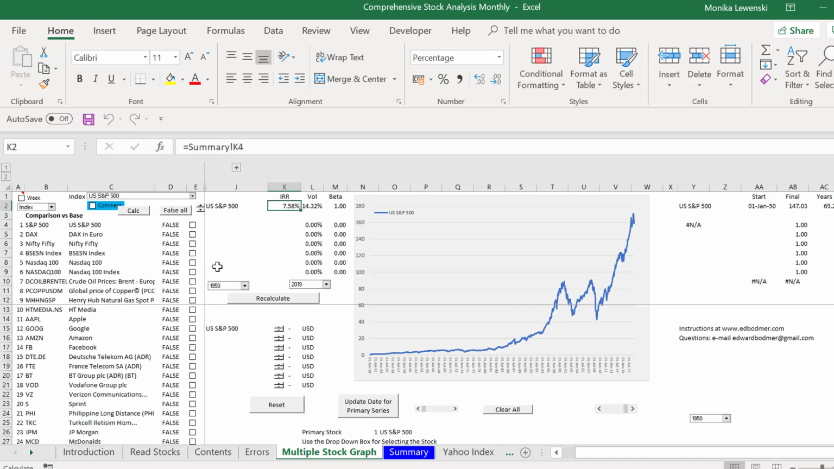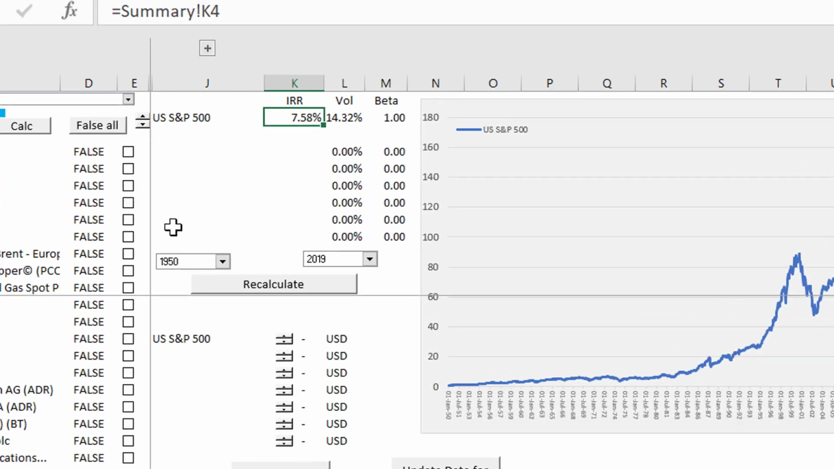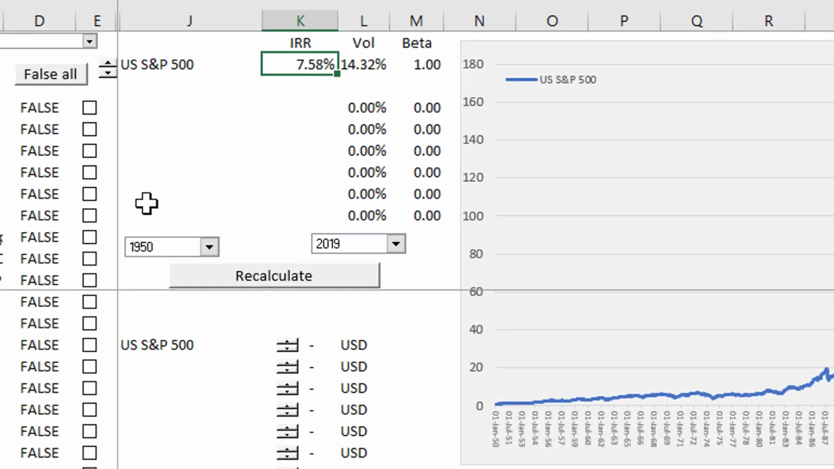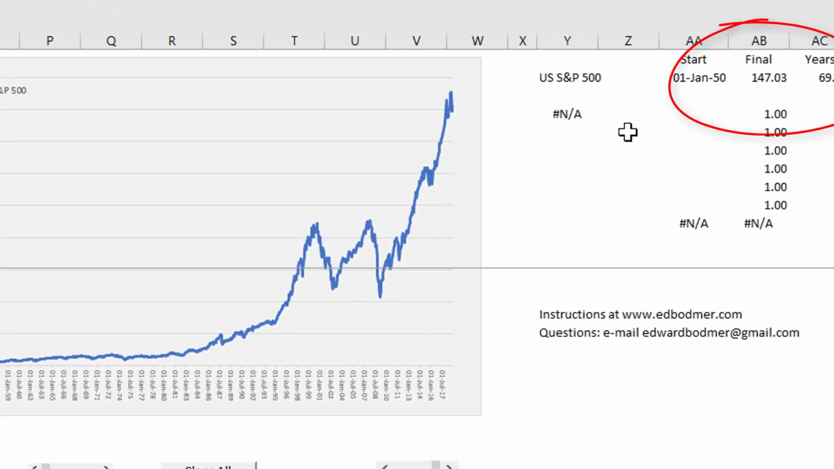And what this implies, we're going to talk about the IRR, which is just the growth rate in the stocks, if every time you got a dividend, you reinvested that dividend. If you would have put $1 here in 1950, you would have gotten 147. So if you put 1 million in, you've got 147 million. 1,000, you've got 147,000.